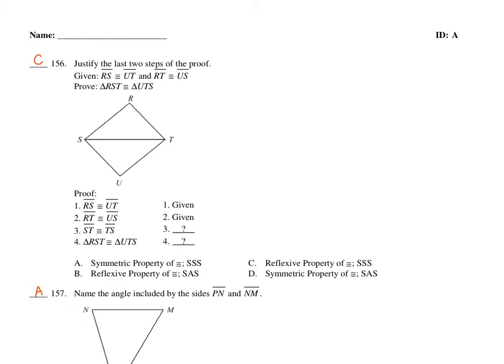156, justify the last two steps of the proof. So the two that are given are there, ST equals TS, that would be reflexive, because anything equals itself. And then the two triangles would be congruent side, side, side.